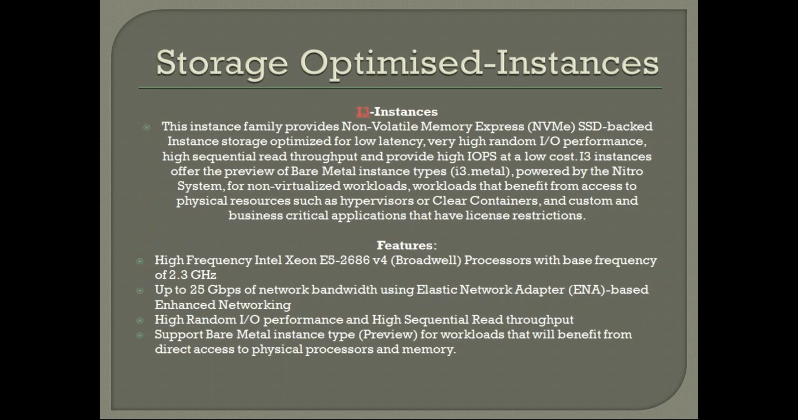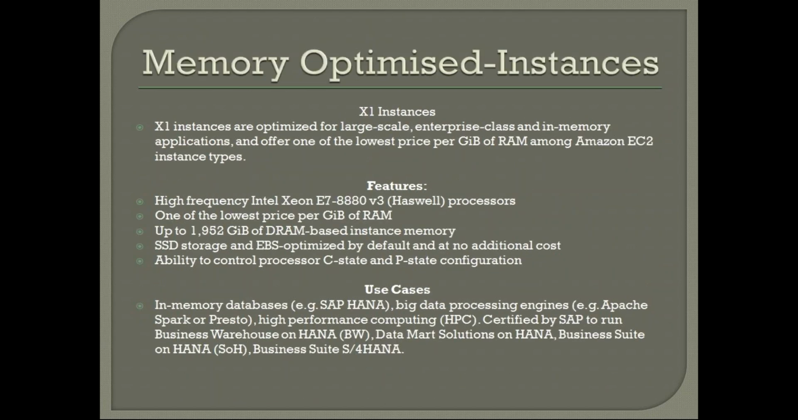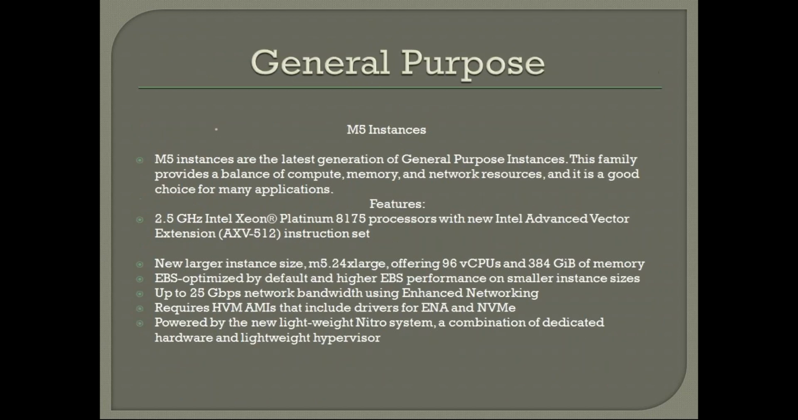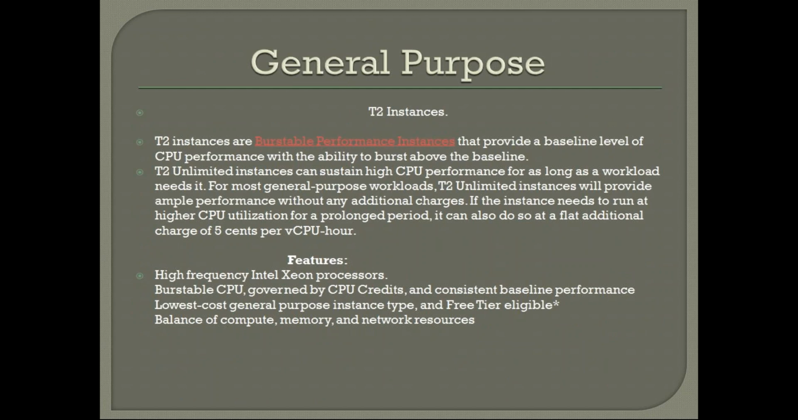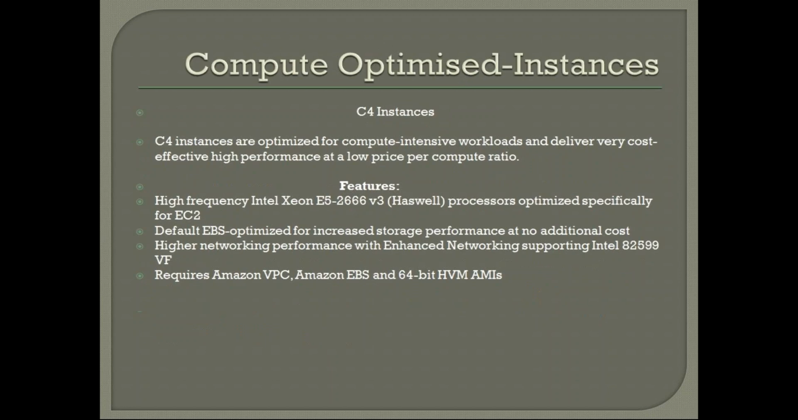So once again, we'll come up with the types that we have seen so far. If you are getting confused by the naming convention of those instances, T is the general purpose instance. If the instance name starts with T, then it is a general purpose instance. M is also a general purpose instance. T and M are general purpose instances.